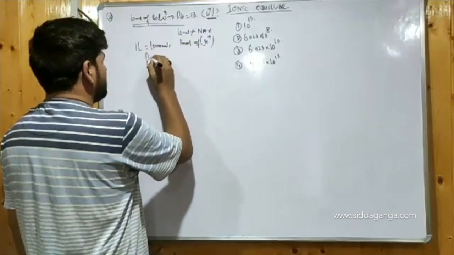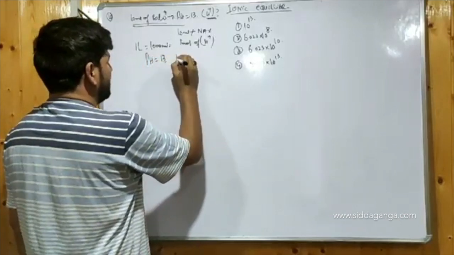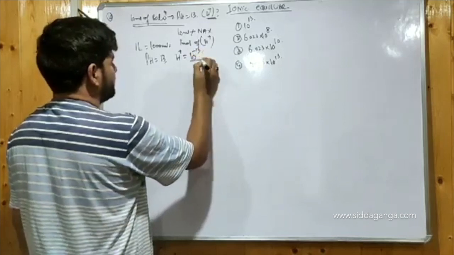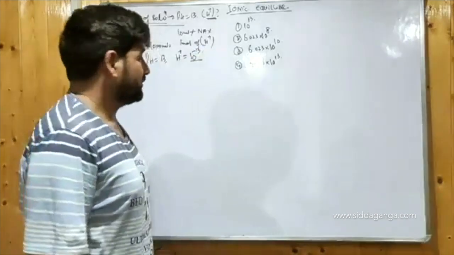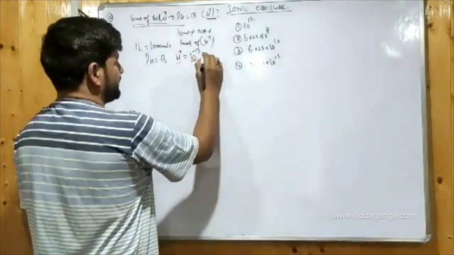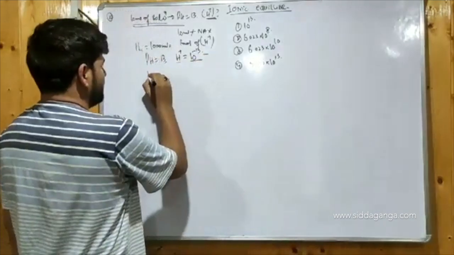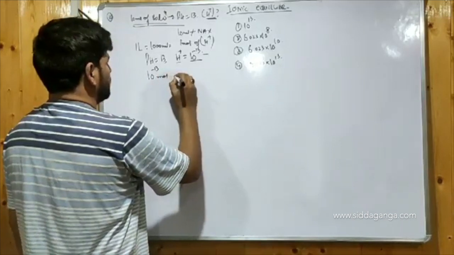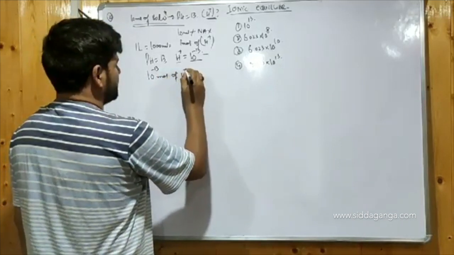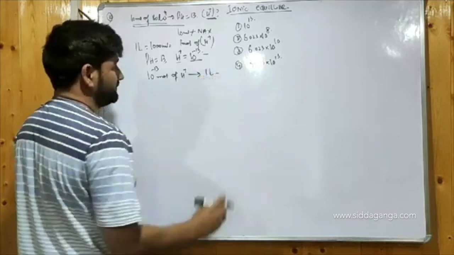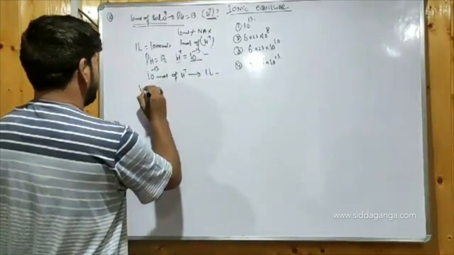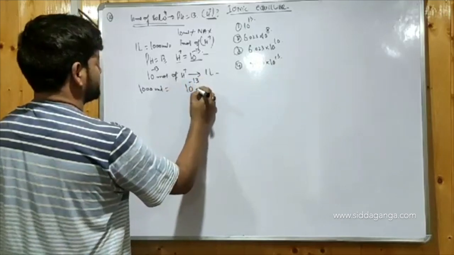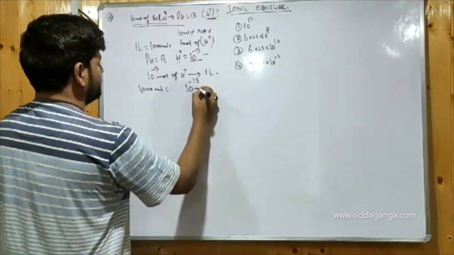We have been given pH equal to 13. That means H plus ion concentration will be 10 to the power minus 13. Is it clear? So you got H plus ion concentration 10 to the power minus 13. That is 10 to the power minus 13 moles of H plus are present in 1 liter. Right? We can write it like this. 1000 ml contains 10 to the power minus 13 moles.